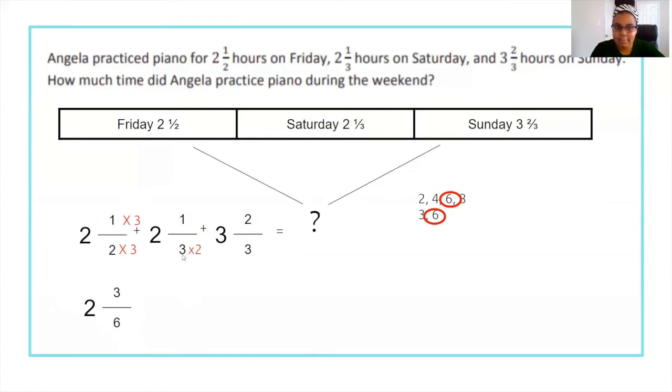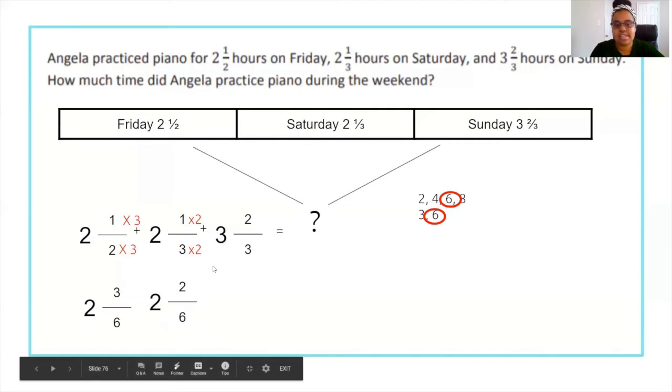I can do that by multiplying by 2. 3 times 2 is 6, and whatever I do to the bottom, I have to do to the top. So 1 times 2 is 2. So 2 1/3 is equivalent to 2 2/6.